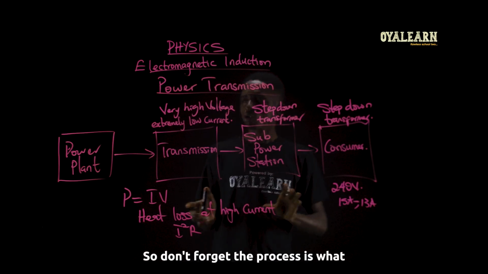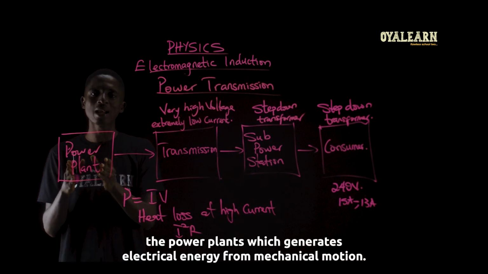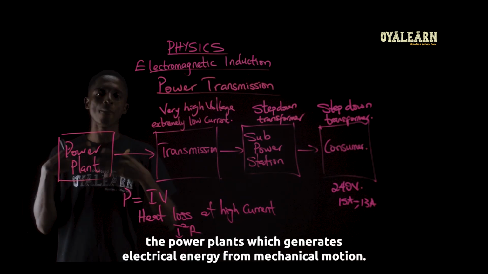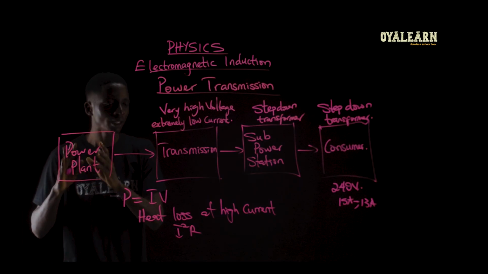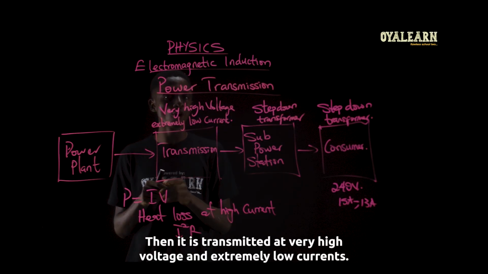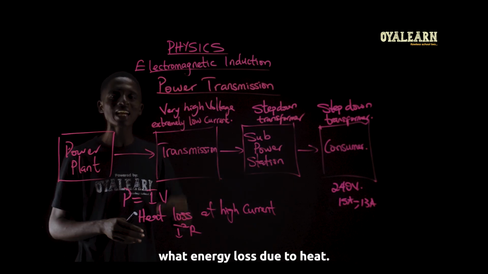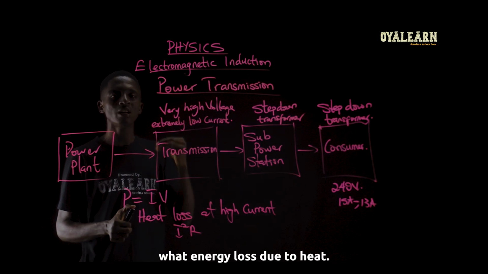Now it gets to this level and then it can be taken to different houses via cables. So don't forget, the process is what? At the power plant, they generate electrical energy from mechanical motion. Then it is transmitted at very high voltage and extremely low current. And don't forget that the purpose of this is to reduce what? Energy loss due to heat.